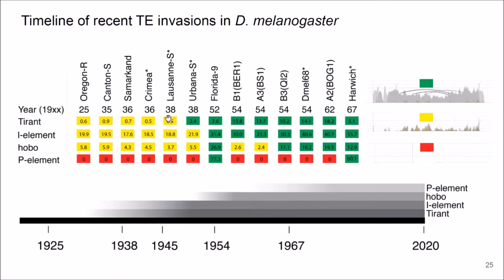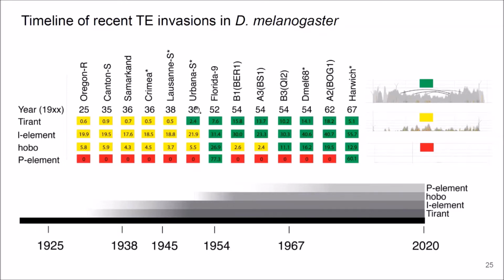And what we can see is that strains sampled before or within 1938 do not have any I element, hobo, or P element, and usually also do not have any Tirant. There is the exception of the Urbana S strain, which has 1 or 2 different copies of Tirant that look a bit more complete and a bit more full length, which could be an indication that this is roughly the time where Tirant arrived in the population.